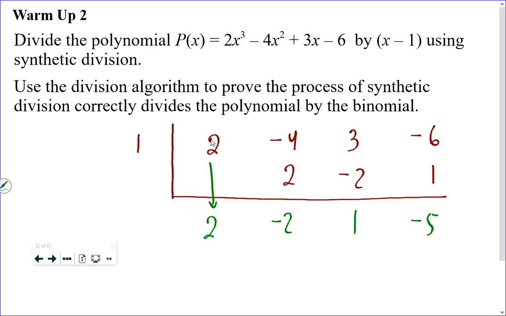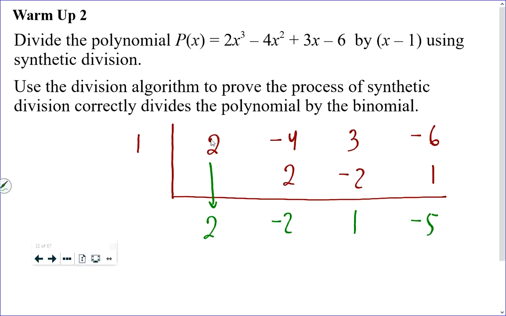Double check everything. 2, negative 4, 3, negative 6. The value of a is 1. I bring the 2 down. 2 times 1 is 2. Plus the negative 4 is negative 2. Negative 2 times 1 is negative 2. Plus the 3 is 1. 1 times 1 is 1. Plus the negative 6 is negative 5. Good? So far, so what?